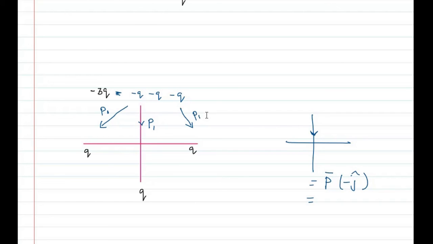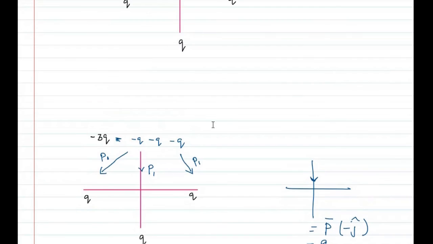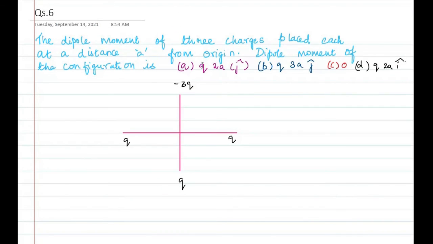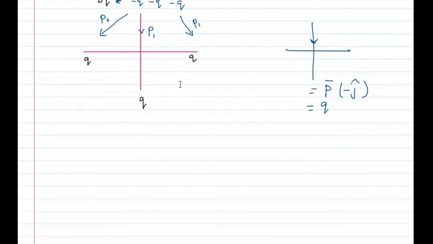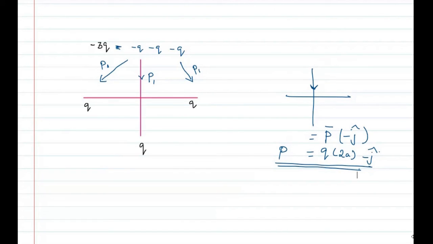So what is p? P is equal to q into the distance between the charges. Here the given distance is 2a, so q into 2a into minus j cap is the dipole moment. The answer is q into 2a into minus j cap. Only this P1 alone exists; the other two get cancelled.